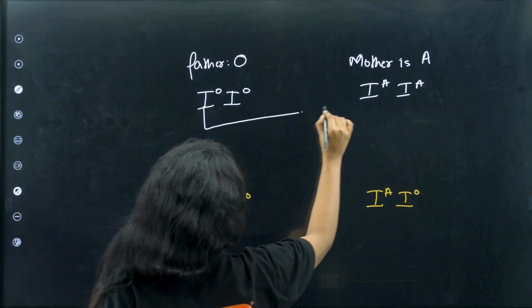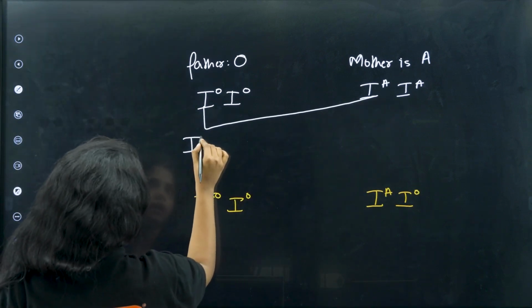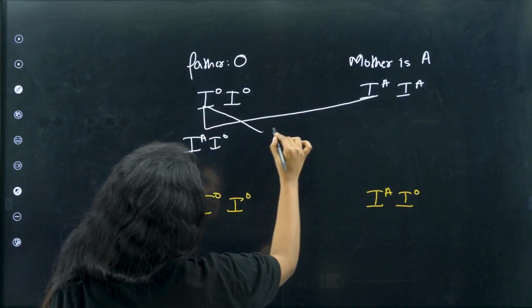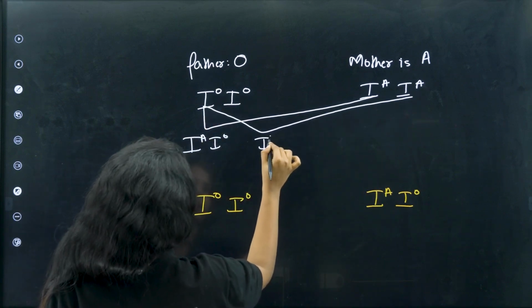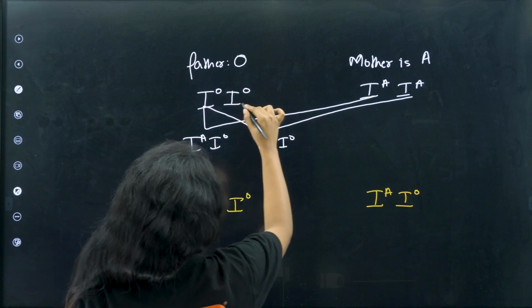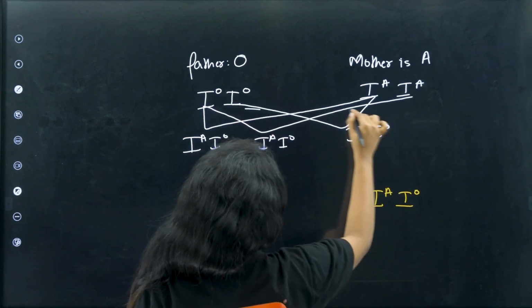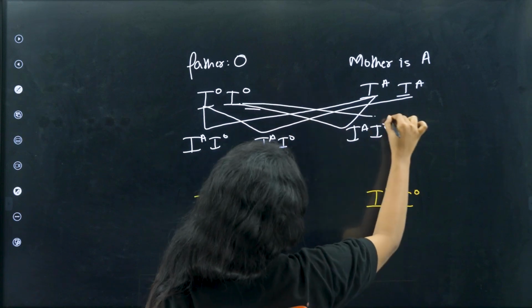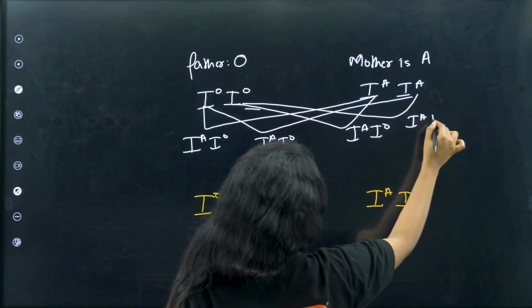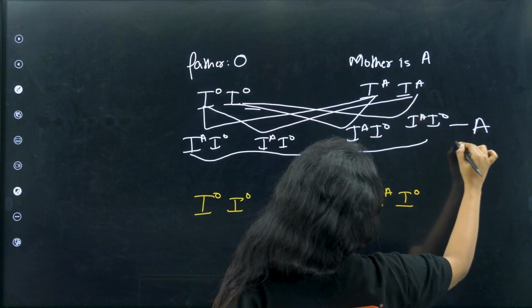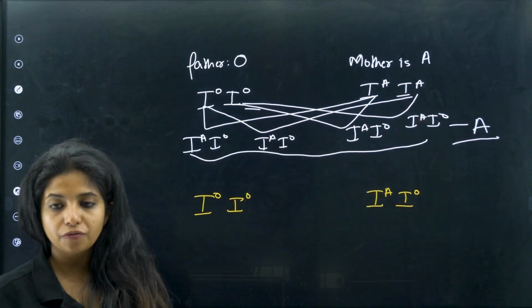So over here, this and this fuses, I get A and O. If this and this fuses, again I get A and O. If this and this fuses, A, O, this and this fuses, again A, O. All of them, children, it will be A blood group. All of them. No chance of something else.